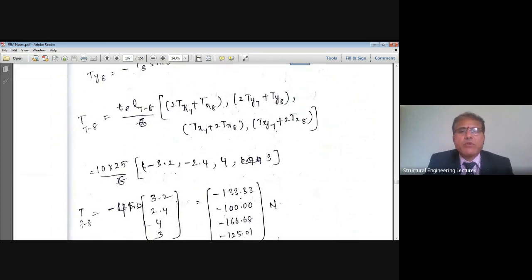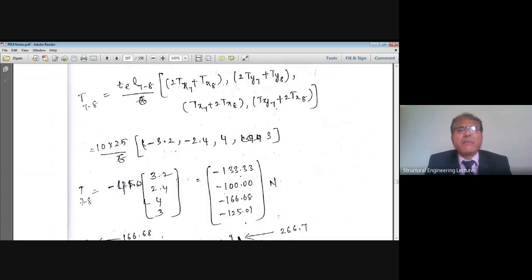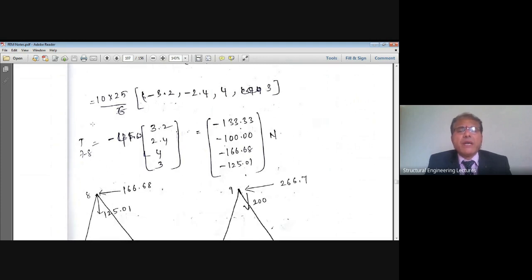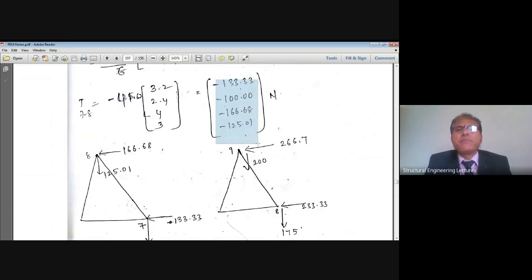Once I get that, now I'll substitute in this formula for the equivalent point loads due to this varying traction force vector, given by T multiplied by the length divided by 6 times Tx1 plus Tx2, Ty1 plus Ty2, and so on. Substituting, I'll get 10 multiplied by 25 divided by 6 times minus 3.2, minus 2.443, or upon multiplication, the result is minus 133.33 Newton, minus 100 Newton, minus 166.68 Newton, minus 125.01 Newtons.